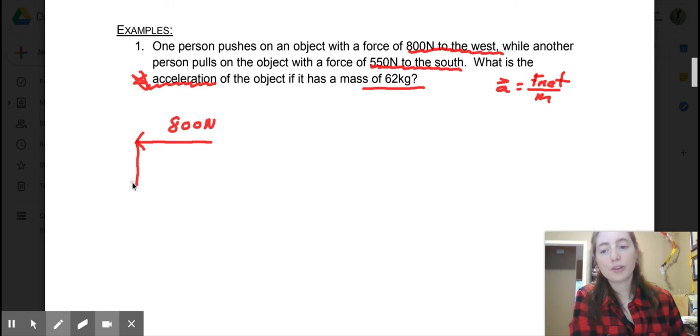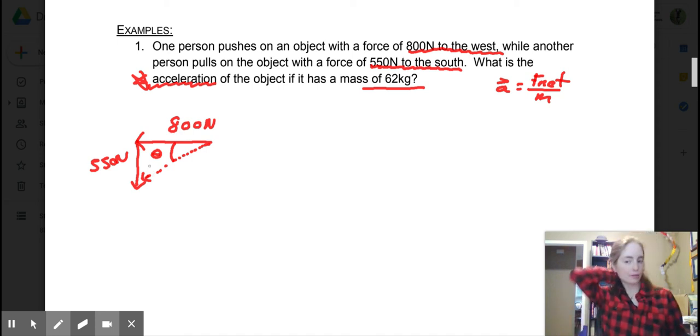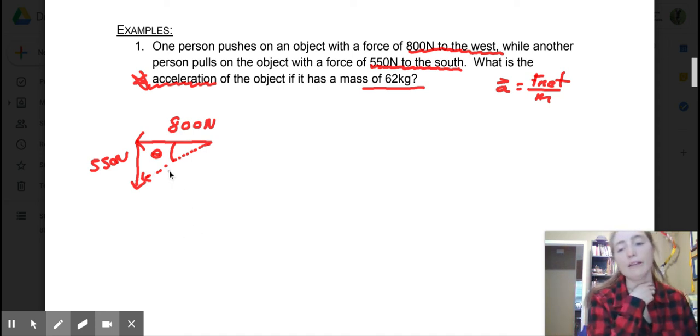Because they're perpendicular vectors, I am going to draw my 800 newtons going to the west. I am going to draw my vectors tip to tail with 550 newtons going to the south. This is going to be my resultant. My theta is going to be here. Okay. So I need to find my F net, which is going to be here.